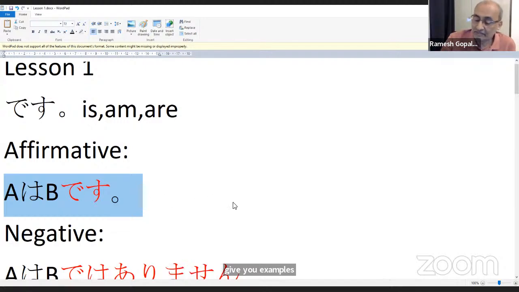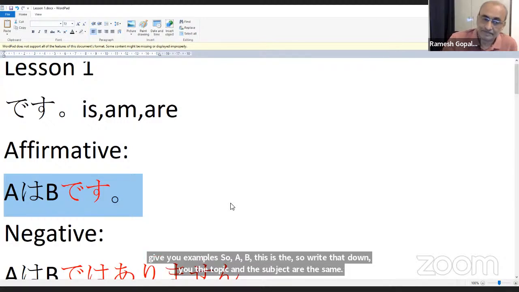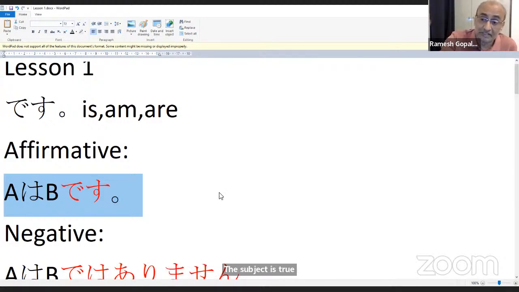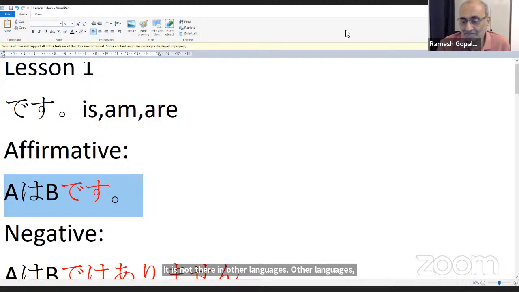So write that down. If the topic and the subject are the same, the subject is dropped. Dropped in the sense subject is not seen. These are the unseen subjects. It is not there in other languages. Other languages you will have the subjects in the sentence. Because remember one thing. In Japanese, pronouns are not used. Even if they are there, personal pronouns or anything, pronouns are not used.